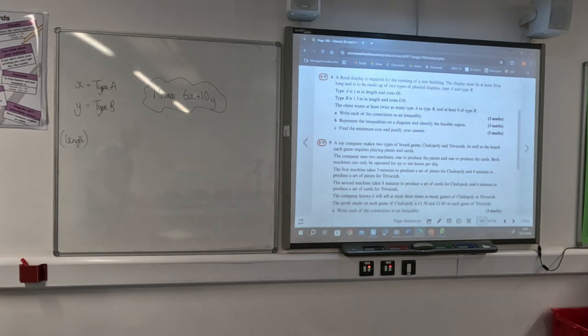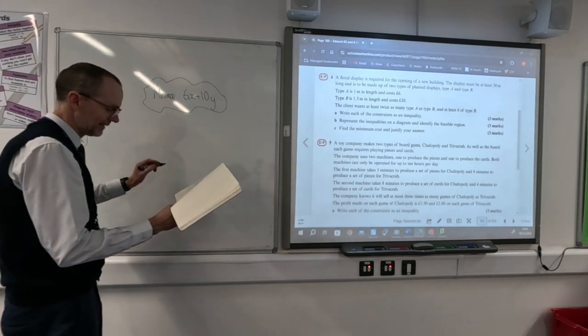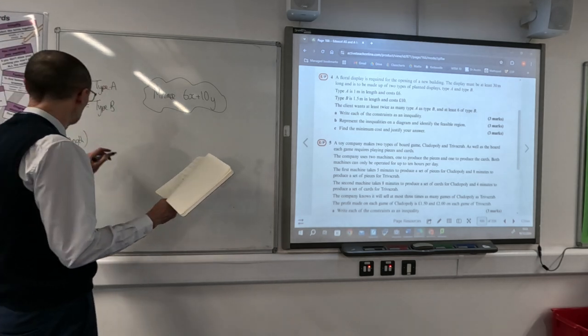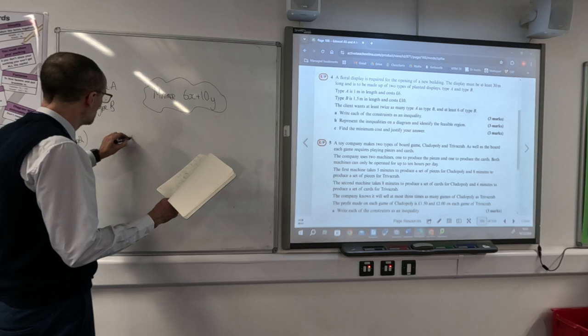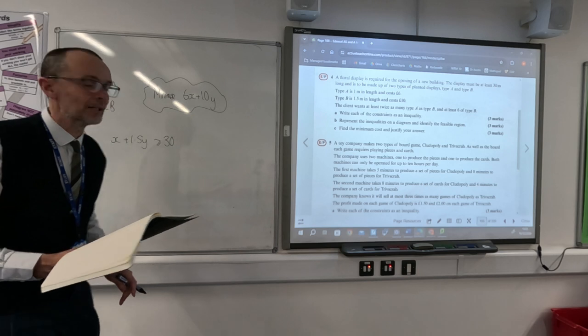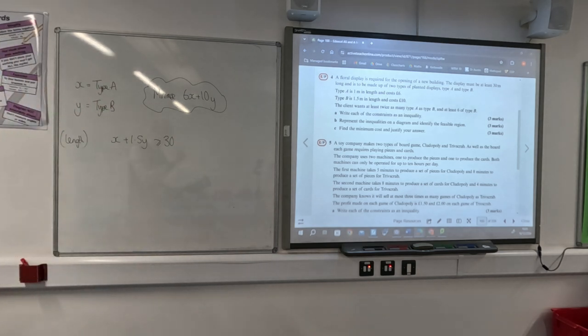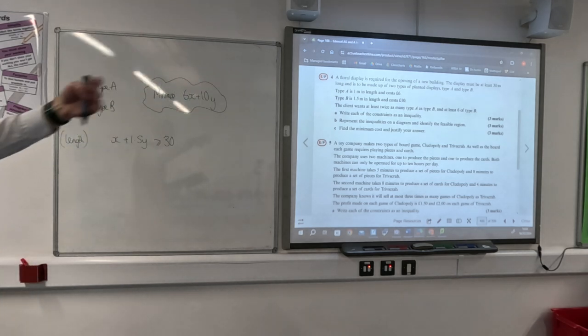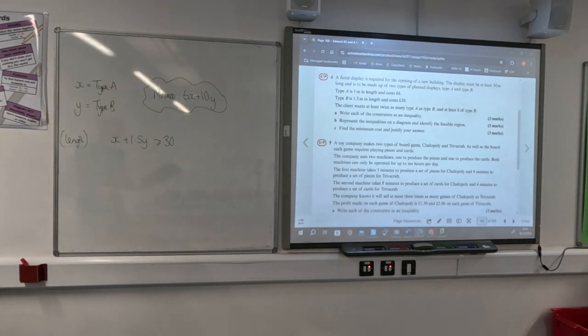Has anyone managed to come up with a constraint relating to the length? What have you got, Ben? I've got that there. Right, yeah, so it's 1x plus 1.5y. What you said is exactly the same. Yeah, it's got to be at least 30 metres long. Now that's interesting, I don't know whether that means it could be infinitely long, but it's got to be at least 30 metres long.